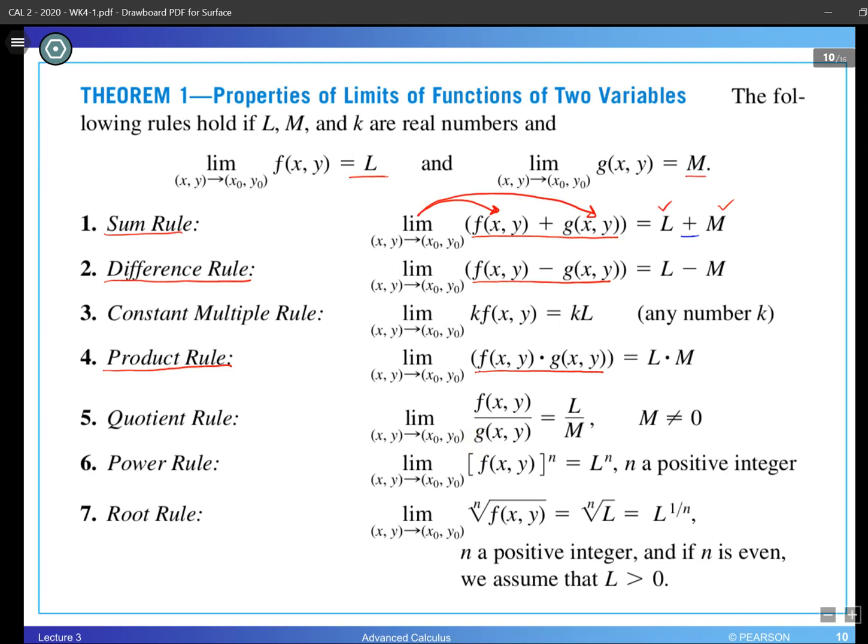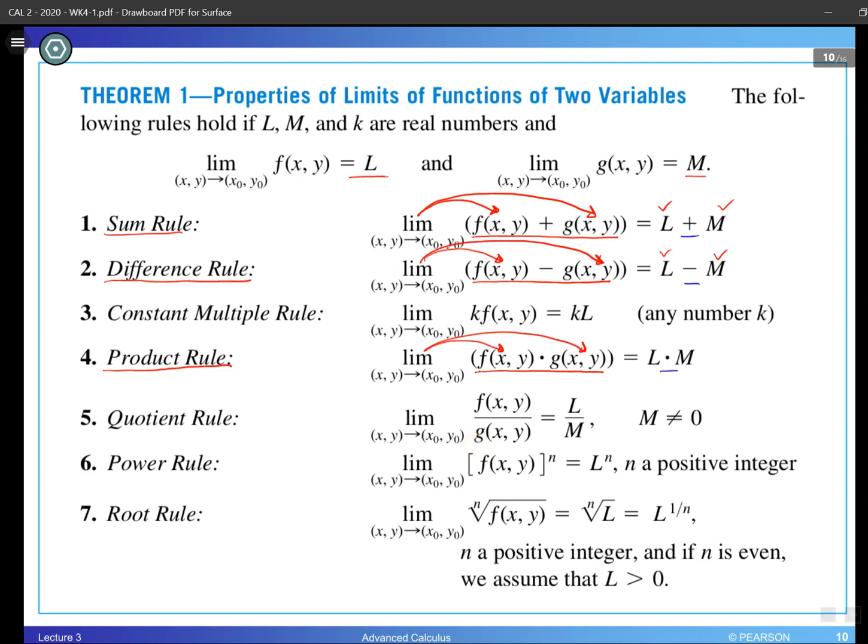Same with the subtraction. Limit at the front can go to f and g separately, and then you get this L and m, and you perform subtraction right at the end. Same, of course, with the product. Limit goes to f and g, and of course you see this product right at the end.